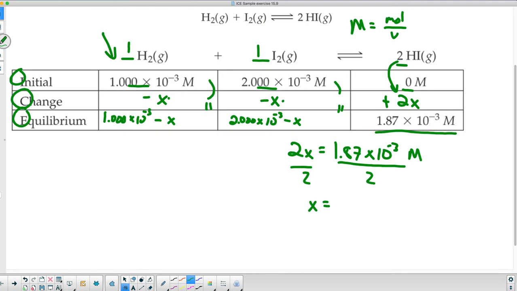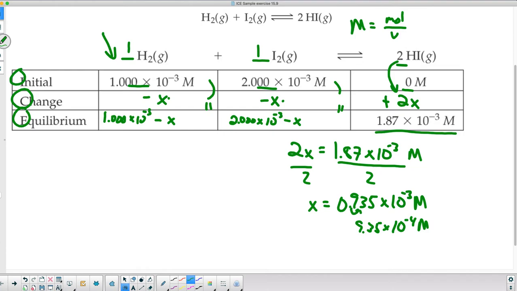I got 0.935 times 10 to the negative third concentration, okay? Or you can, of course, move it one place over like this and take one away there. So it's 9.35 times 10 to the negative fourth for the concentration, for the molarity, okay? So that's my X.